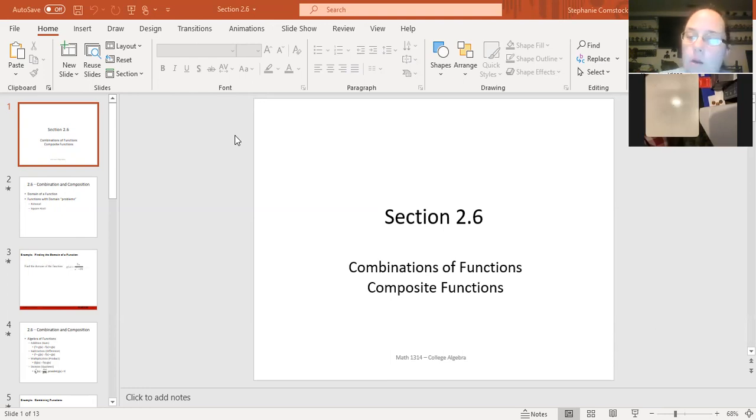So we are covering section 2.6 tonight, along with 2.7 and 2.8. In 2.6, we're going to talk about combining functions and also doing composite functions. Doing composition of functions is where you're putting one function inside of another function.